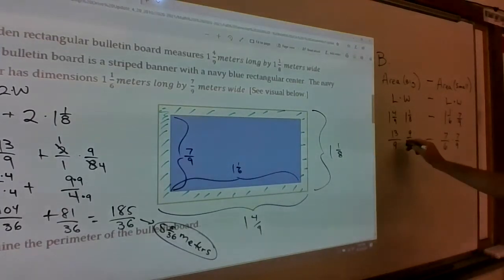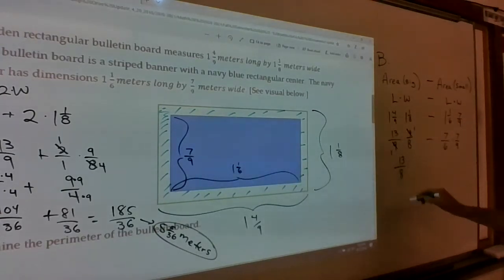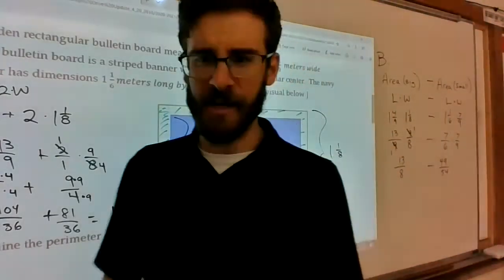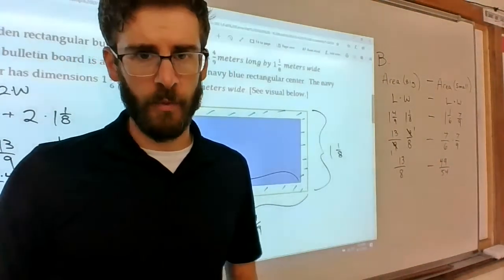Oh, this is a good score right here. 9 divided by 9 is 1 over 1, so this is just going to be 13 divided by 8. This one we're not so lucky. You can't reduce the diagonals, so you just got to multiply straight across. 7 times 7 is 49. 6 times 9 is 54.